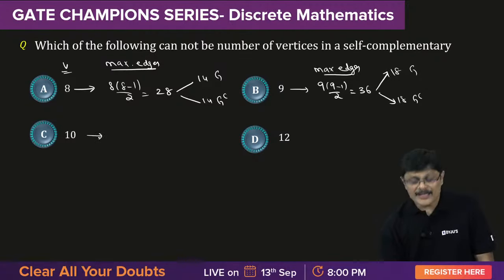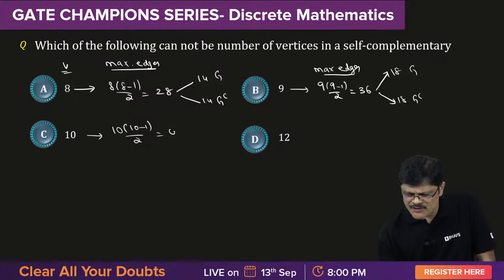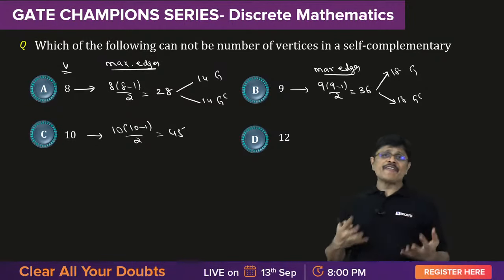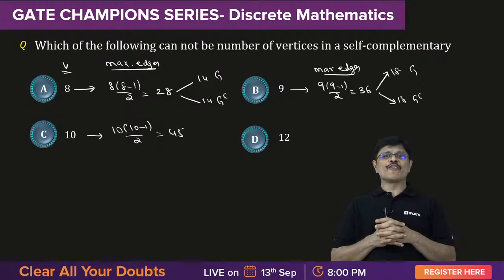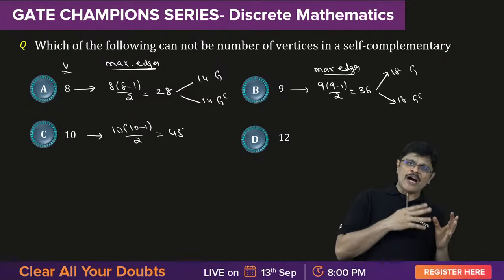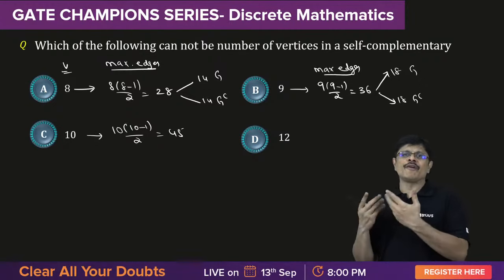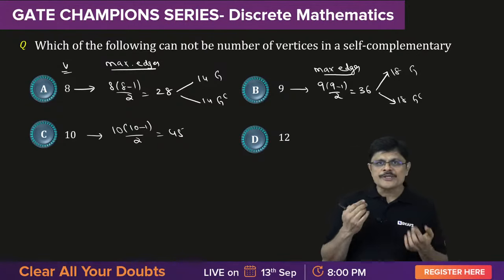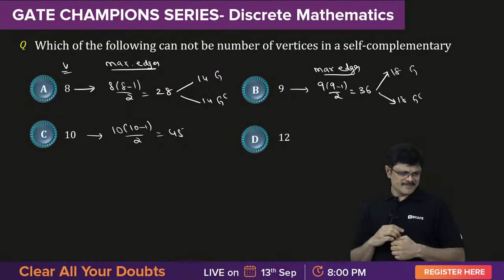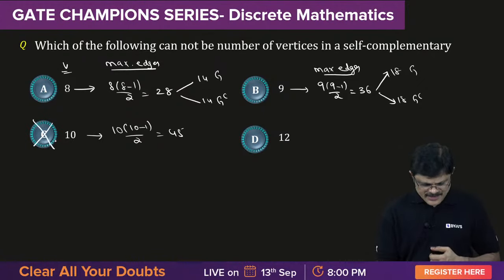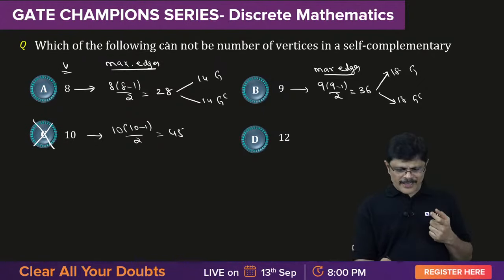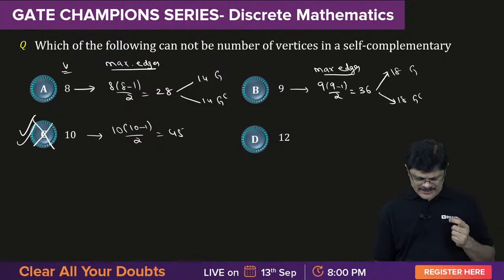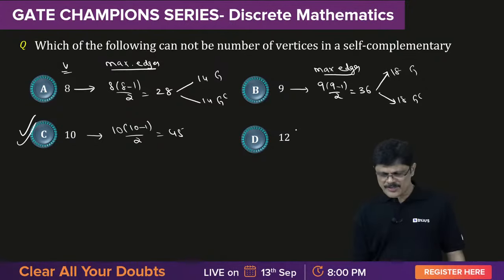So 10 looks beautiful, but with 10 the maximum edges would be 10 into 10 minus 1 by 2, that is 45. If you have 45 edges, you cannot have a self-complementary graph, because the graph should have half the number of edges and its complement should have the remaining half, which is not possible. So this is not possible. Which of the following cannot be? So this is the correct answer. What about the next one? The next one is possible.